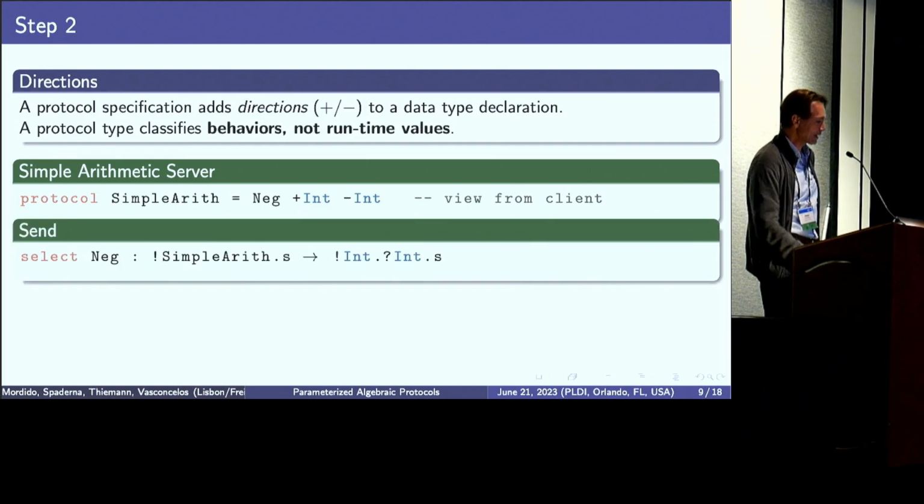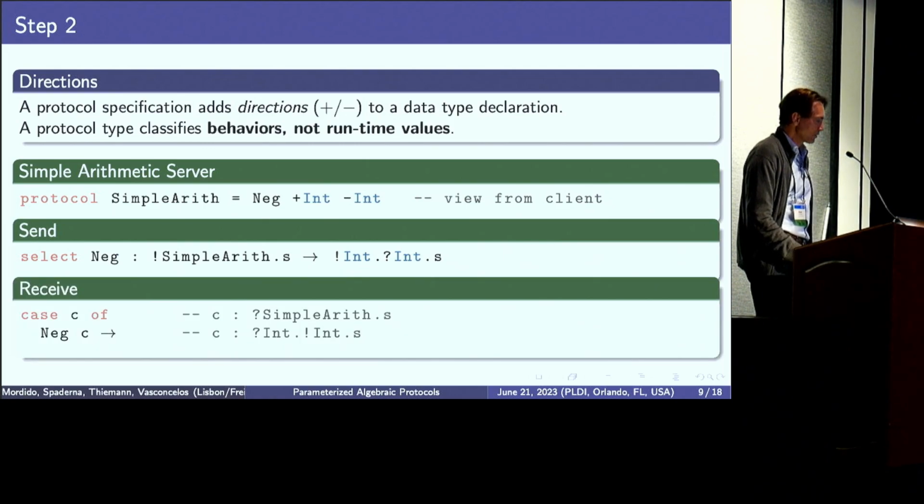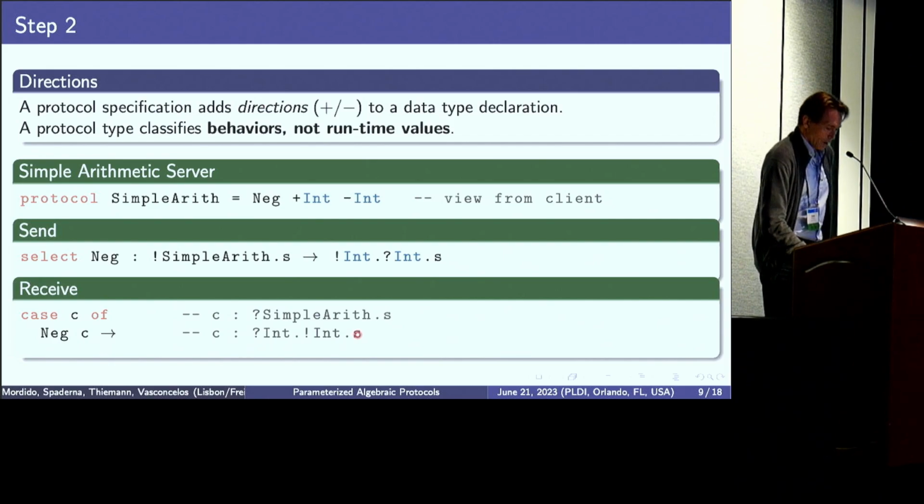To fix that, we actually need to use it in the context of selection or in a case. If we get it into a sending context, then send a simple arithmetic expression. We only have the command neg here. Then it says send an integer and receive an integer. If we use it in the receiving context, well, things just flip around.